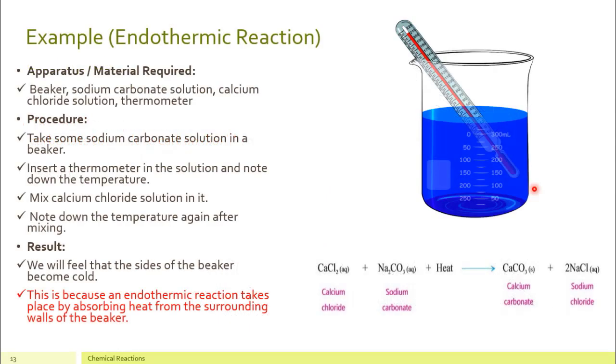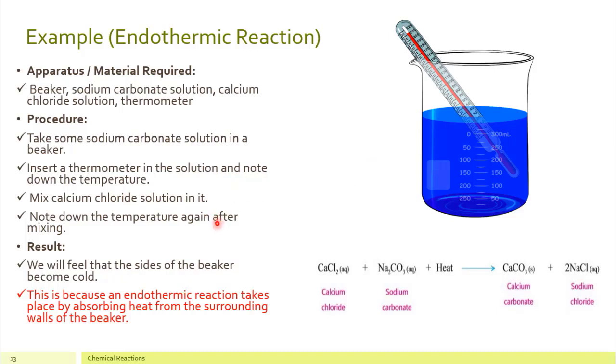Now we will discuss an activity that is related to endothermic reaction. For this activity, you need a beaker, sodium carbonate solution, calcium chloride solution, and a thermometer. Now what will you do with this material? First of all, take some solution of sodium carbonate in a beaker. Now insert a thermometer in the solution and note down the temperature on a paper. Now you will mix the calcium chloride into the same solution.